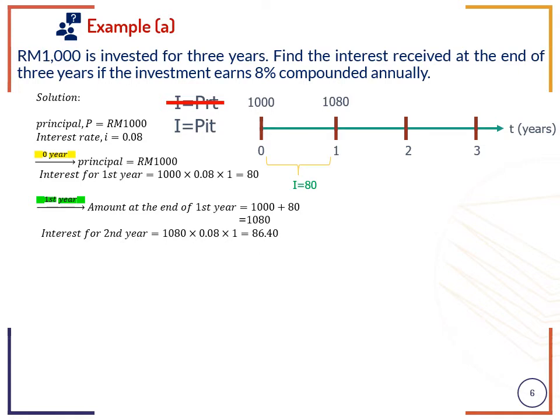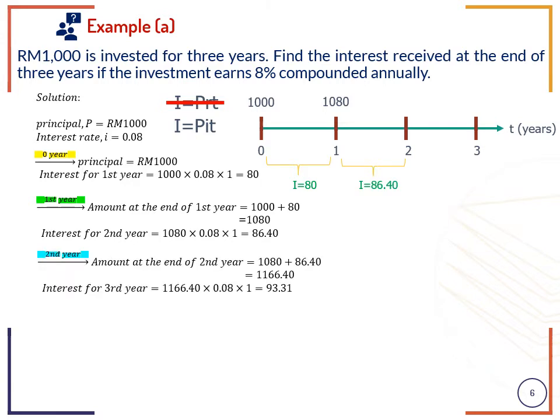Interest for second year is equal to 1,080 ringgit times 0.08 times 1, which is equal to 86 ringgit 40 cent. On second year, amount at the end of second year is equal to 1,080 ringgit plus 86.40. Therefore, the amount at the end of second year is equal to 1,166 ringgit 40 cent.